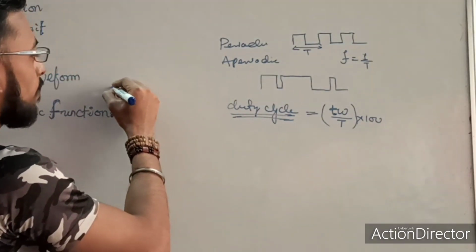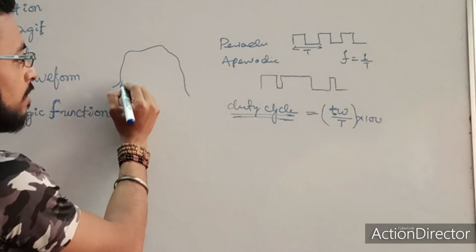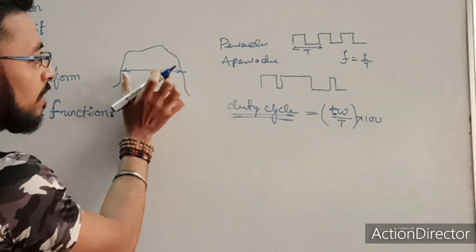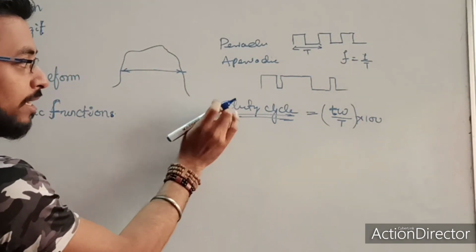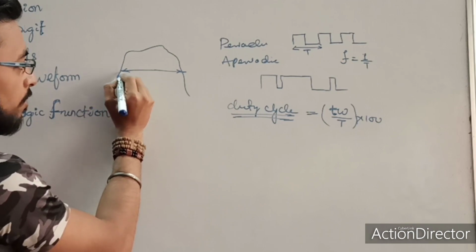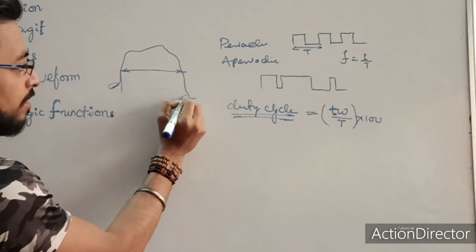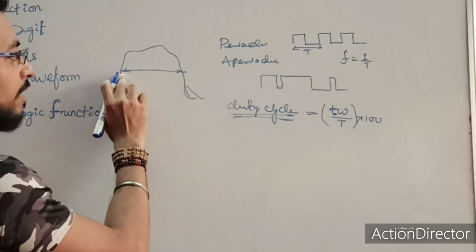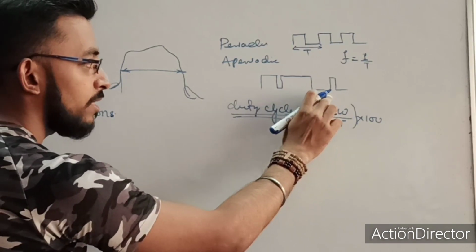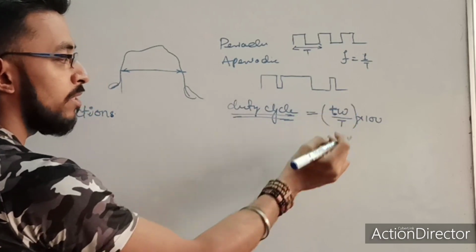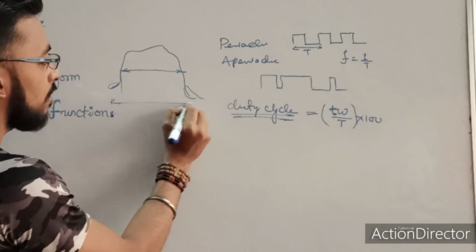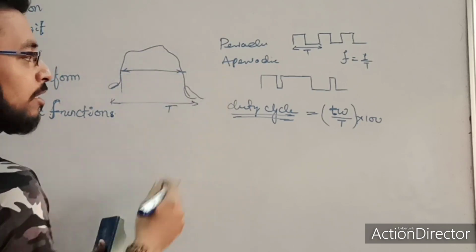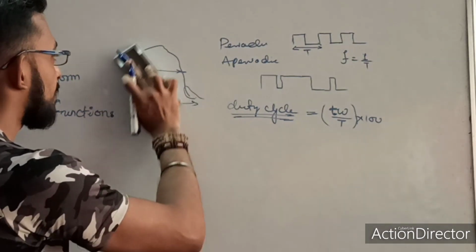If you see the practical case, suppose this is a pulse, this is the 50%, and this is the 50%. Only for this much time is my cycle working, and for this rest part my cycle is not working. So I am taking the duty cycle as the pulse width divided by the total time period. This is the total time period. That is the time for which my cycle is working, and it is called the duty cycle.